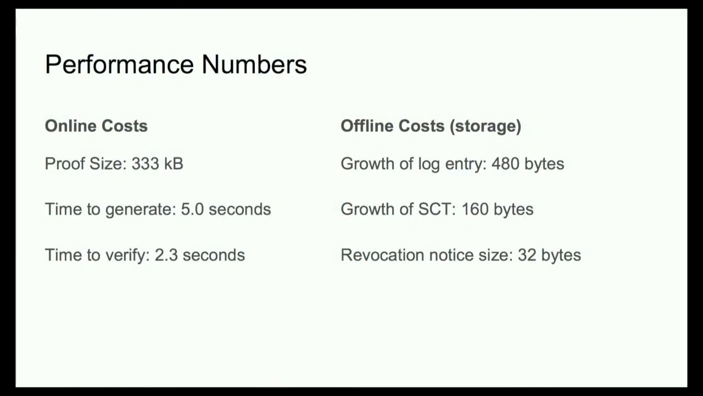So I wanted to give you some performance numbers for our implementation of this. The main thing to note from this slide is that the offline costs, so these are the costs that go into the amount of bloat in log entries and SCTs from implementing our scheme, are very, very small. It's on the order of bytes. So the real cost comes online when you want to generate these proofs and send them over, but this is something that happens only in the exceptional case that a log is caught cheating. So this is a very low overhead scheme to put in.